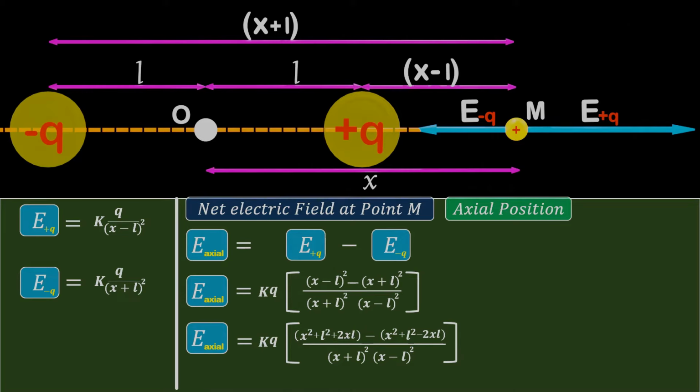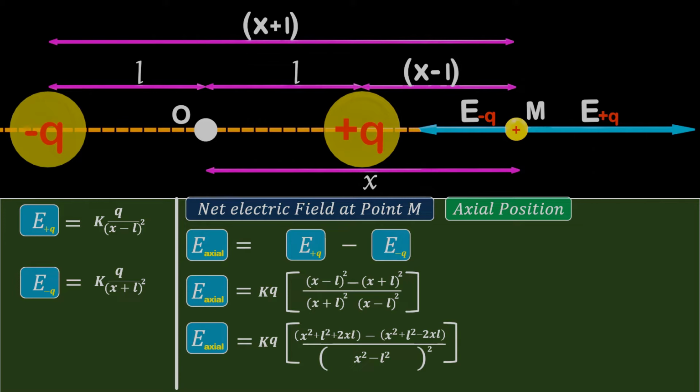And in the denominator, square is common, so we bring out the square, and the denominator will become the square of the product of (x plus L) and (x minus L). And we know that the product of (x plus L) and (x minus L) can also be expressed as x square minus L square. Therefore, in the denominator, we will finally have a square of (x square minus L square).